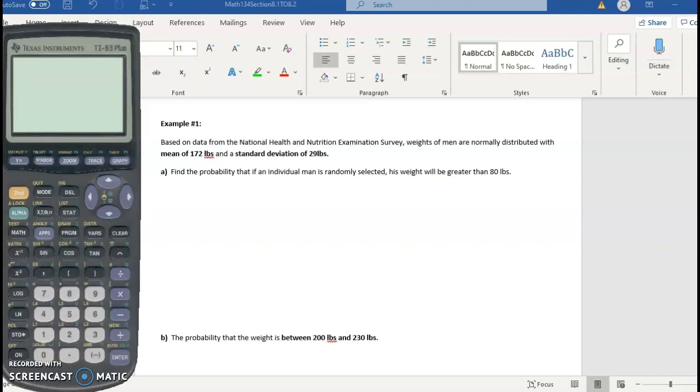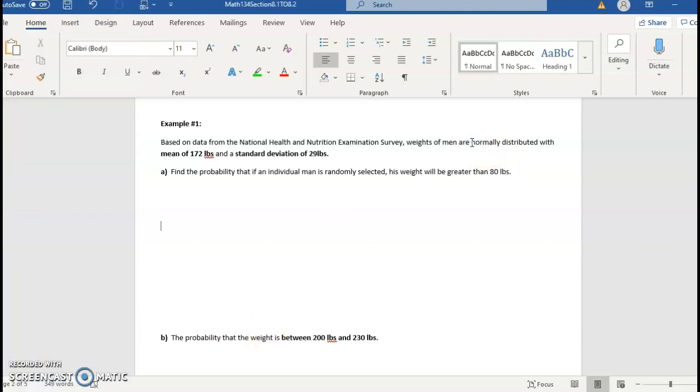Hello class, let's take a look at example 1. So this is the idea. They're telling us that the data is actually bell-shaped, so they're saying it's normally distributed. Let me highlight that portion. And then the most important part of this is the following parameters.